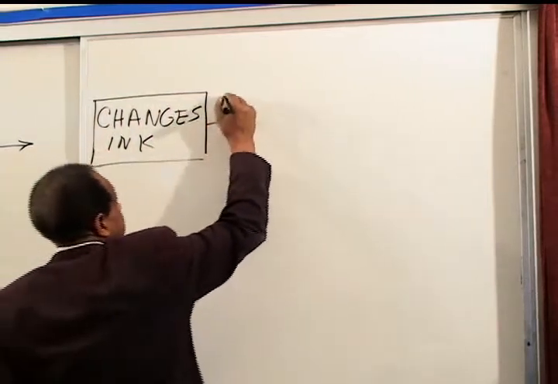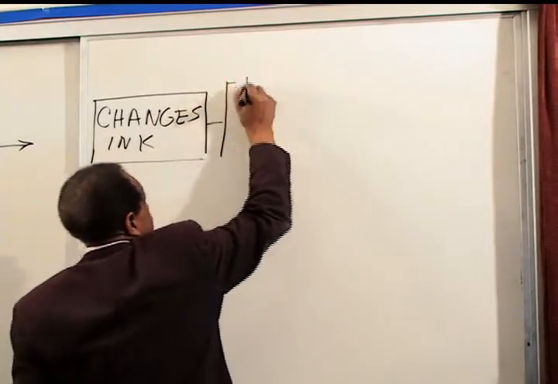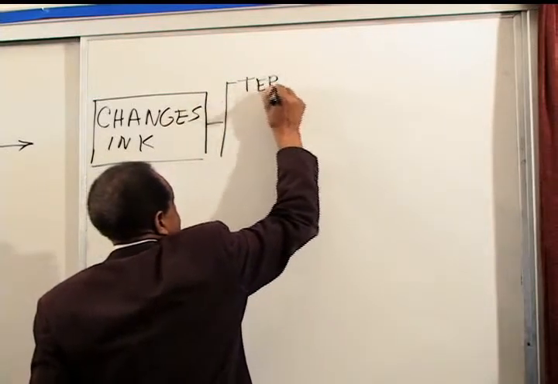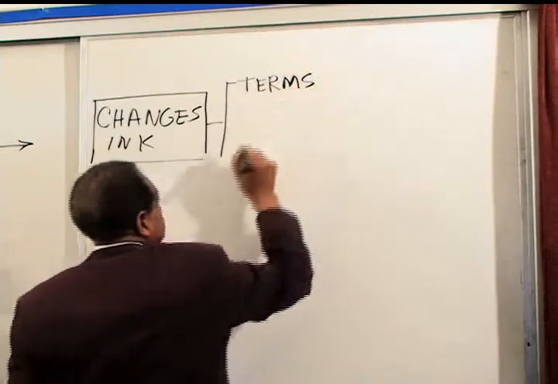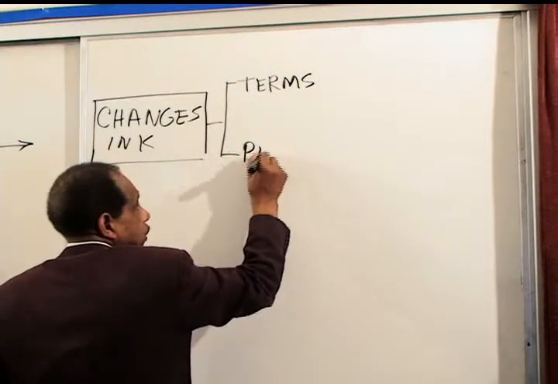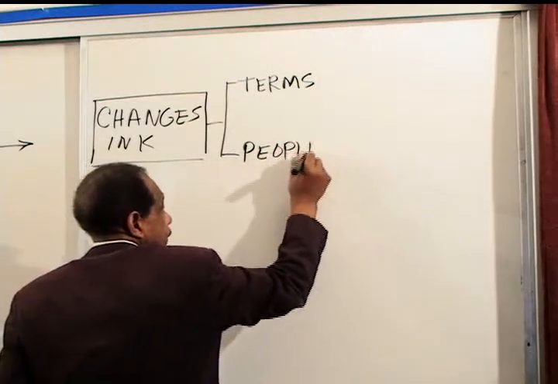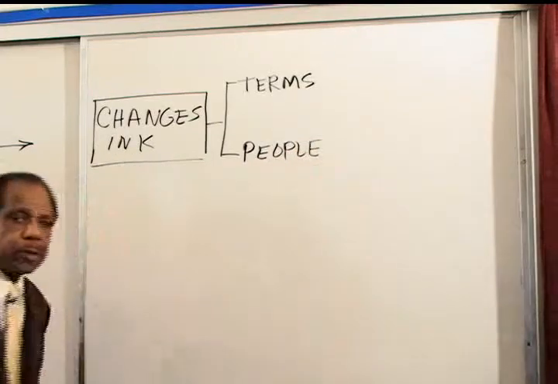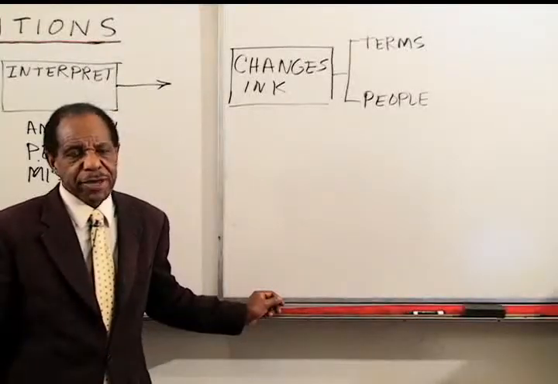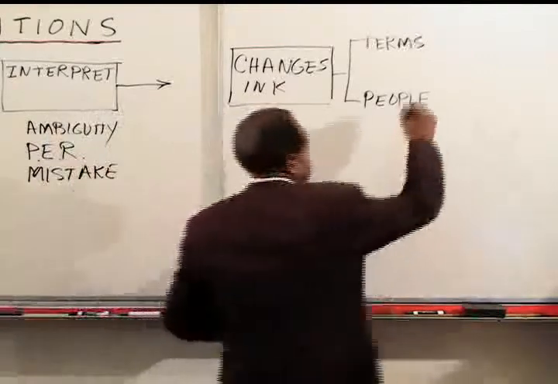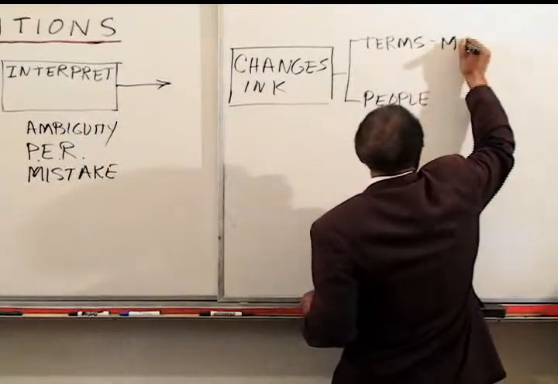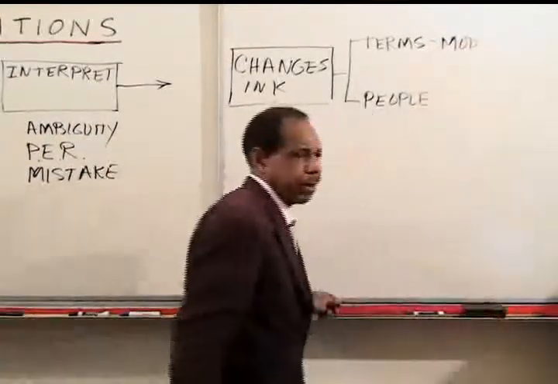there are two types of changes, and those are you change the terms of the contract, or you can change the people in the contract. The way you change the terms of the contract, of course, is to modify the contract. And there are some rules about what it takes to modify a contract.